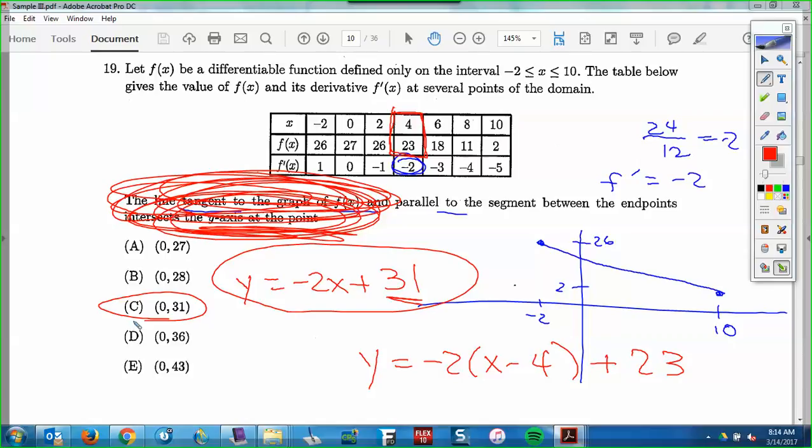I mean, I wouldn't have had to draw those. We could have just done the slope between those two points right there. I wouldn't have had to draw it, but just need the slope between those two. Okay? What else?